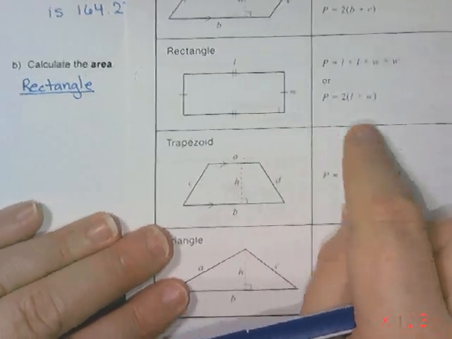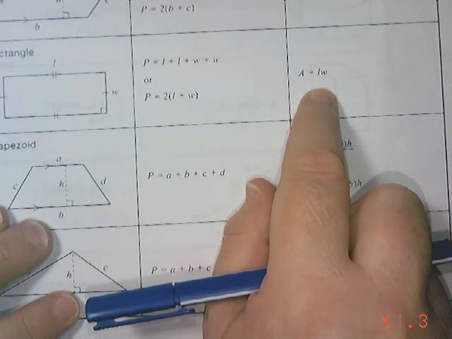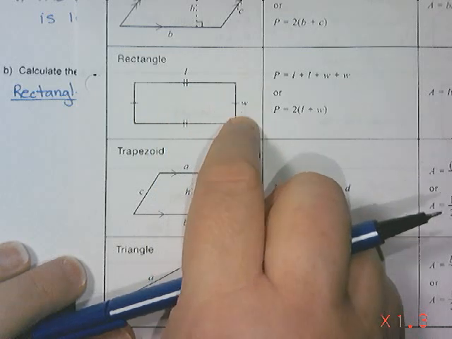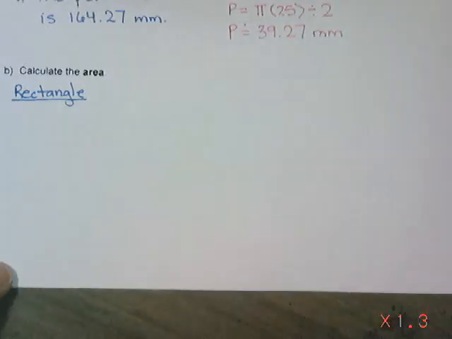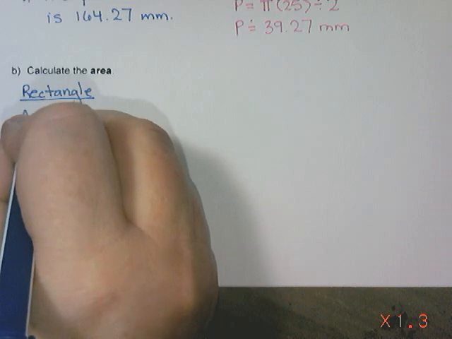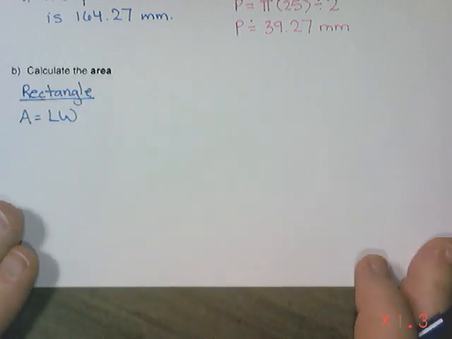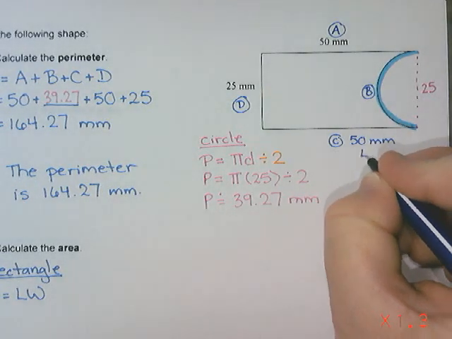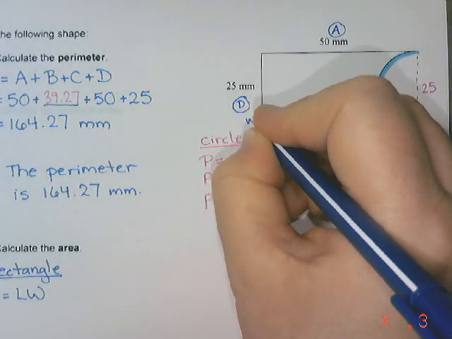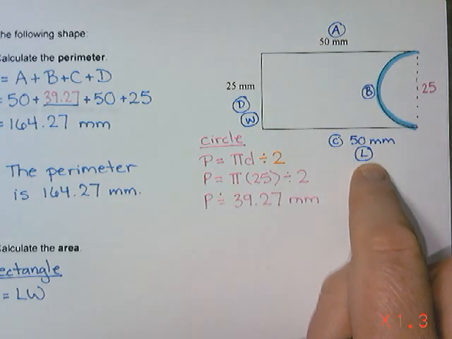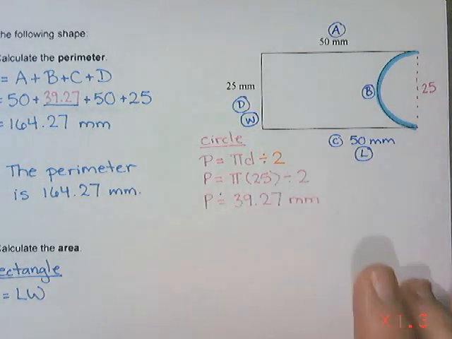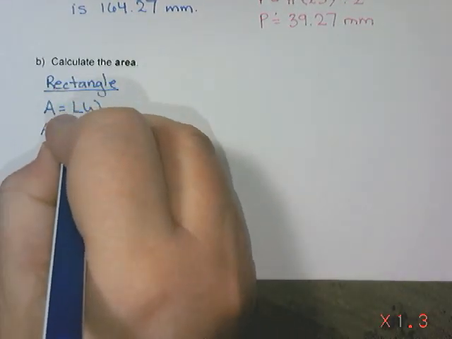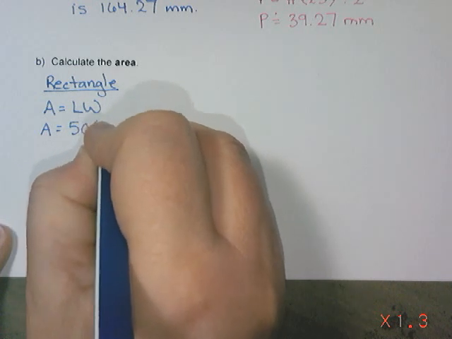For the rectangle, the area is LW, or length times width. Now in the picture, the length is the long side, the width is the shorter side. So my area is length times width. In my picture up here, the length is going to be my longer side, and then the width is going to be my shorter side. So we're doing 50 for the length and 25 for the width. So I'm going to do area equals 50 times 25.